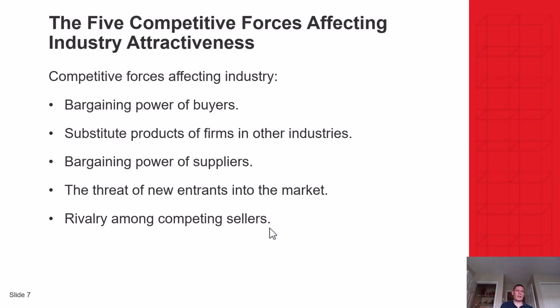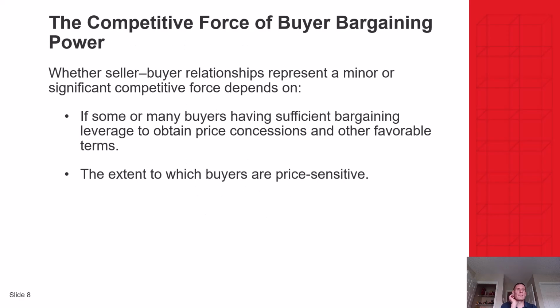So here are some examples of competitive forces affecting an industry. Not an exhaustive list, of course, just some of the highlights, if you will. Bargaining power of suppliers. The bargaining power of buyers. Substitute products of firms in other industries. The threat of new entrants into the market. How easy or not is it to get in? If you're already in it, ideally you want that to be high. If you're not in it, of course, you want it to be easy to get in. And of course, the rivalry among the competing sellers.